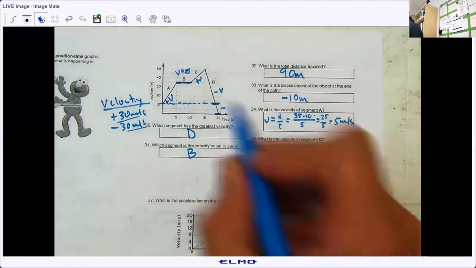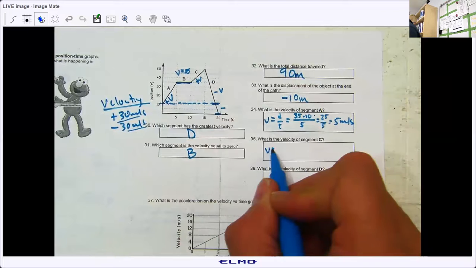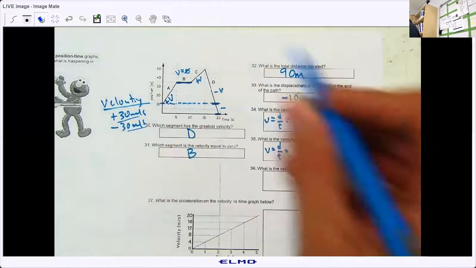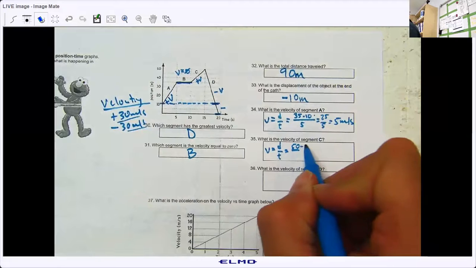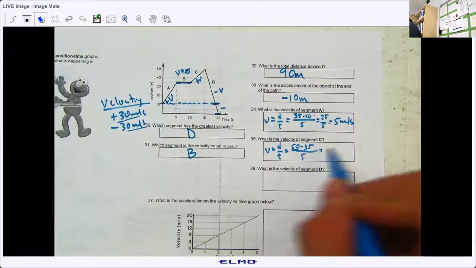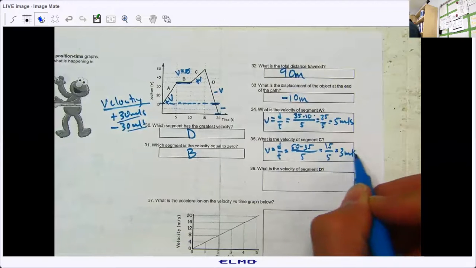For segment C, we're at 35 and we go to 50. So we're going to do distance divided by time. We have to see what that change is. So we're going to do 50 minus 35 over the segment is only 5 seconds. So we end up with 15 over 5, and that gives us 3 meters per second.